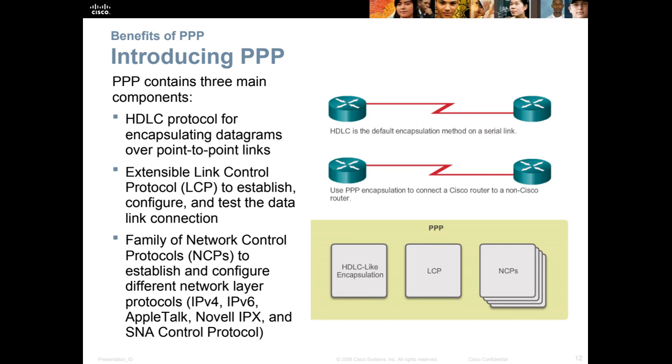PPP contains three main components: the HDLC protocol, LCP, and NCP. Please remember this. HDLC protocol for encapsulating datagrams over point-to-point links, and also it has LCP. This is the link control protocol, and it's closer to the link. The link is close to the cable, so it's the lower area of the data link. And then we have NCP, the network control protocol. It's closer to the configured different network layer protocols, IP version 6, IP version 4. So it is on top.